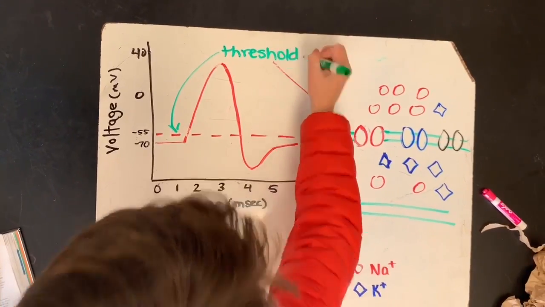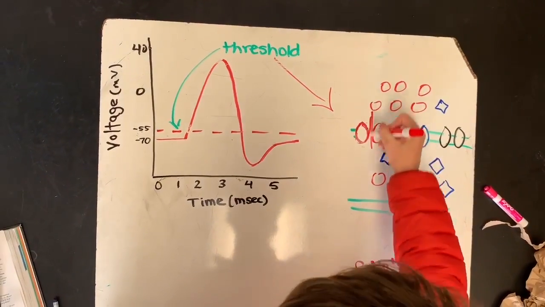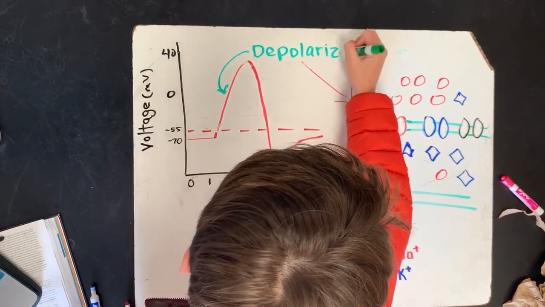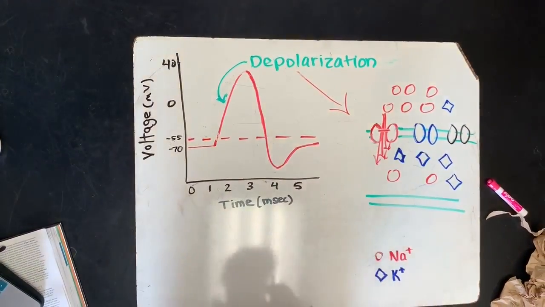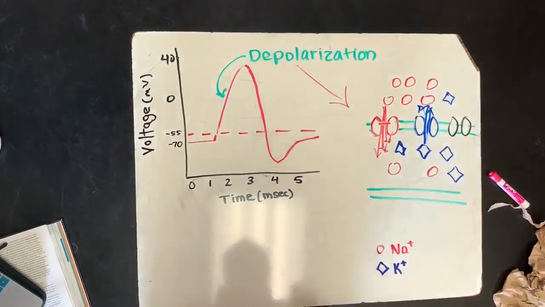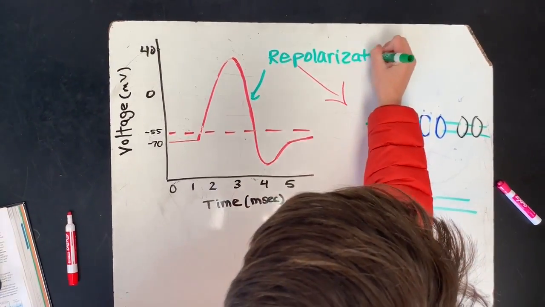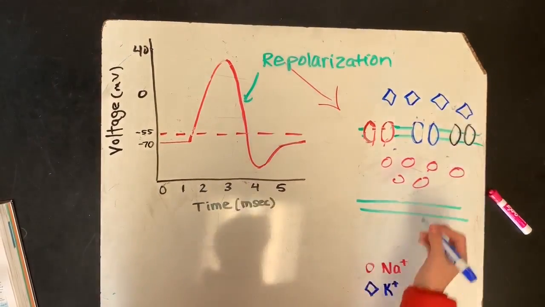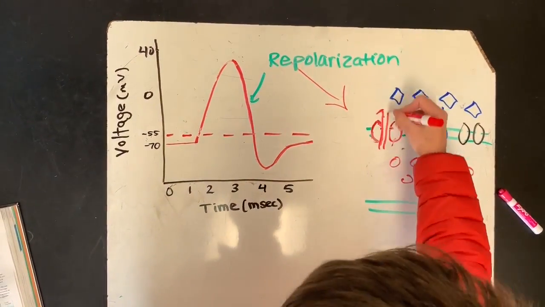As the stimulus is received by the neuron, the threshold of around negative 55 millivolts is crossed, and sodium ions flood into the cell, causing the membrane potential to jump to around positive 35 millivolts in a process called depolarization. After this point, the sodium ion channels close and the potassium ion channels open, which allows potassium to flow out of the cell in a process called repolarization.